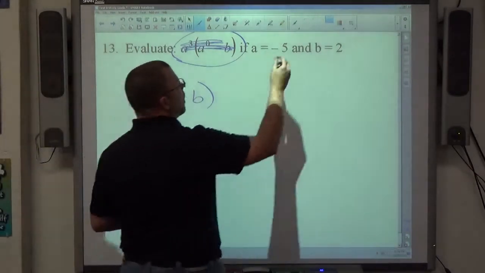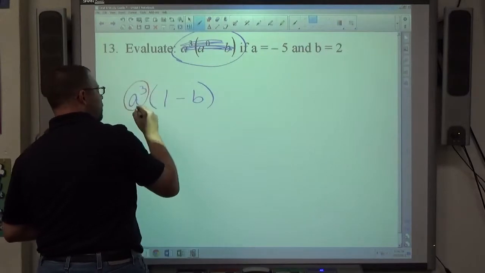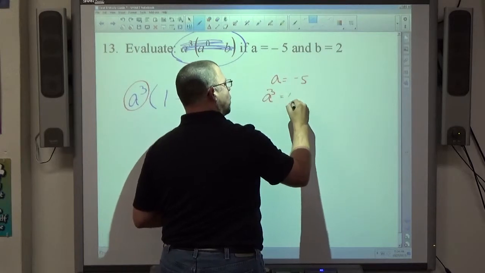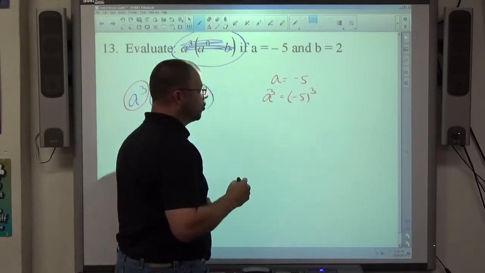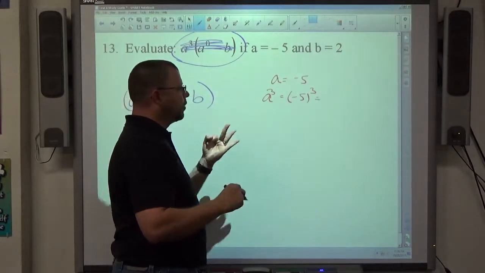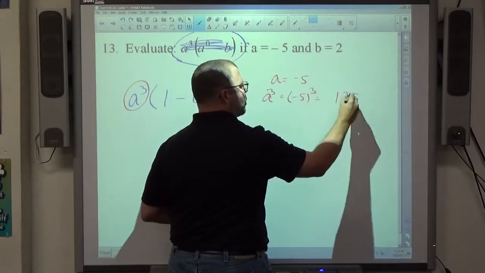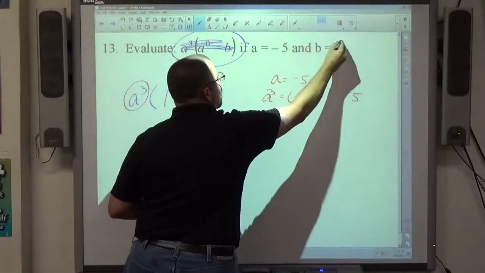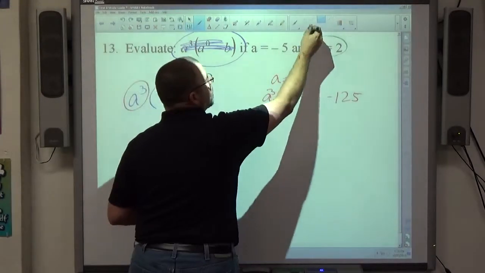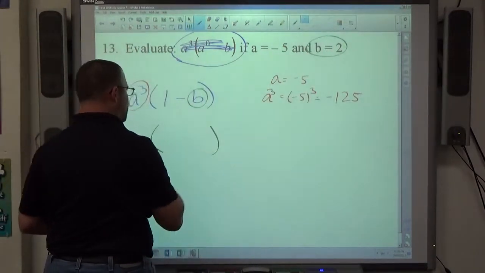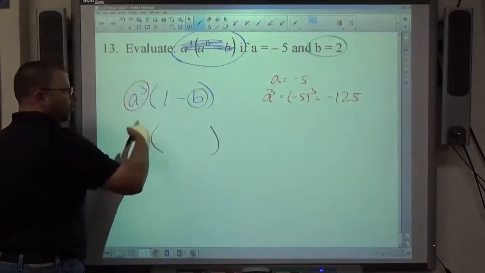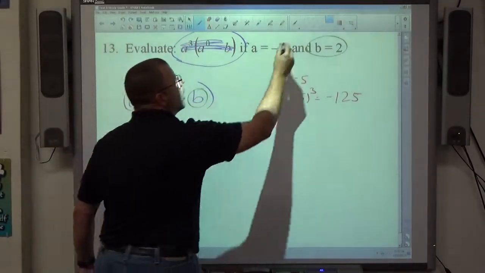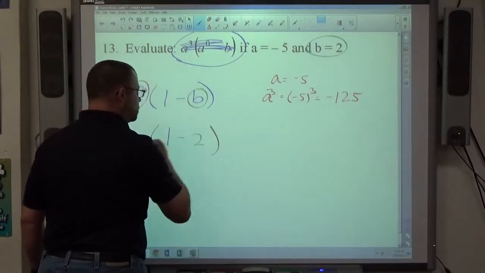The other thing I would do before I start throwing stuff in here is I'd figure out what this thing equals. So I know A is equal to negative 5, so I know that A cubed should equal negative 5 cubed. That's sign and number cubed. 5 times 5 times 5 is 125. And a total of 3 negatives makes it negative 125. So if I come back over here then, I know B is equal to 2. And I know 1 is equal to 1. And my original structure is this right here. A cubed goes in front, that's negative 125. 1 is 1. And minus B makes minus 2.